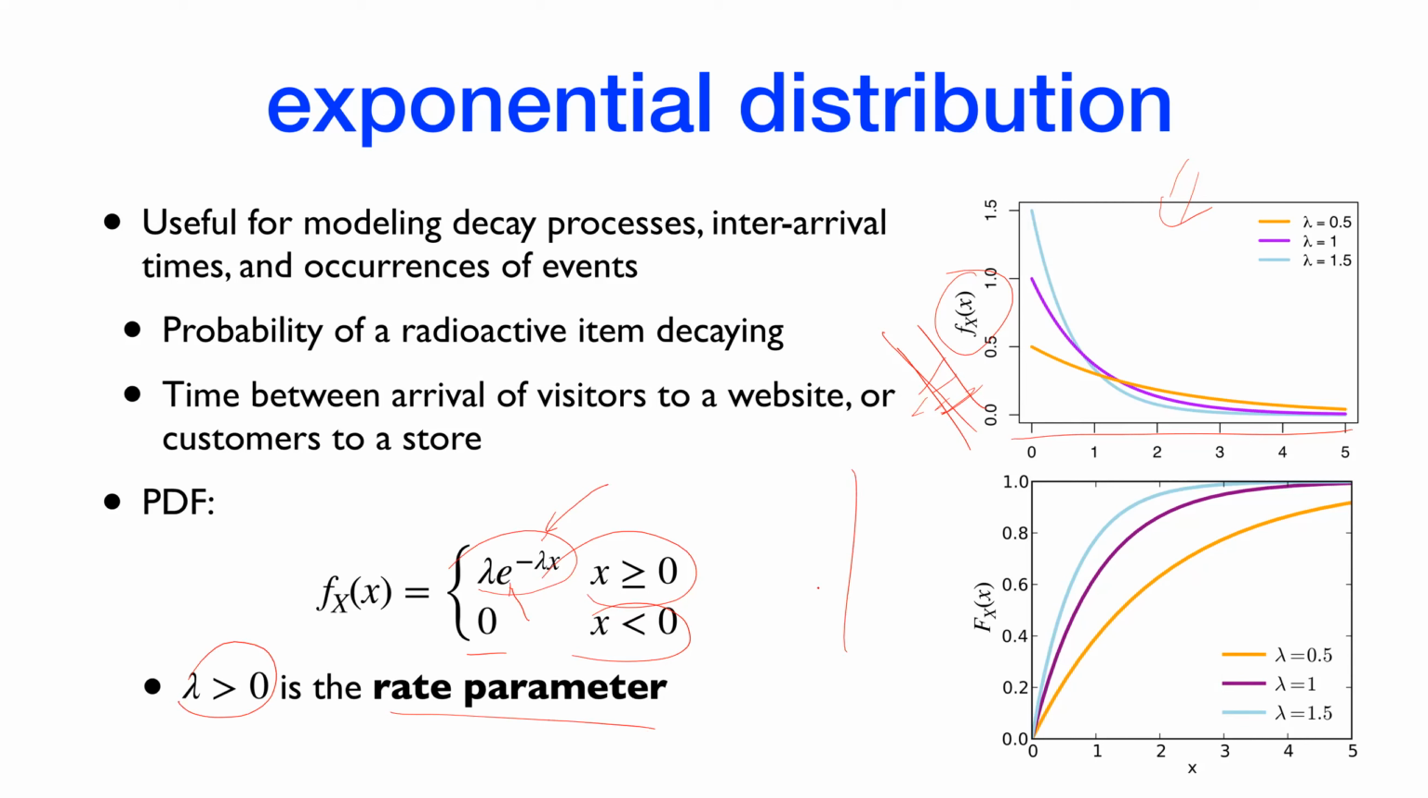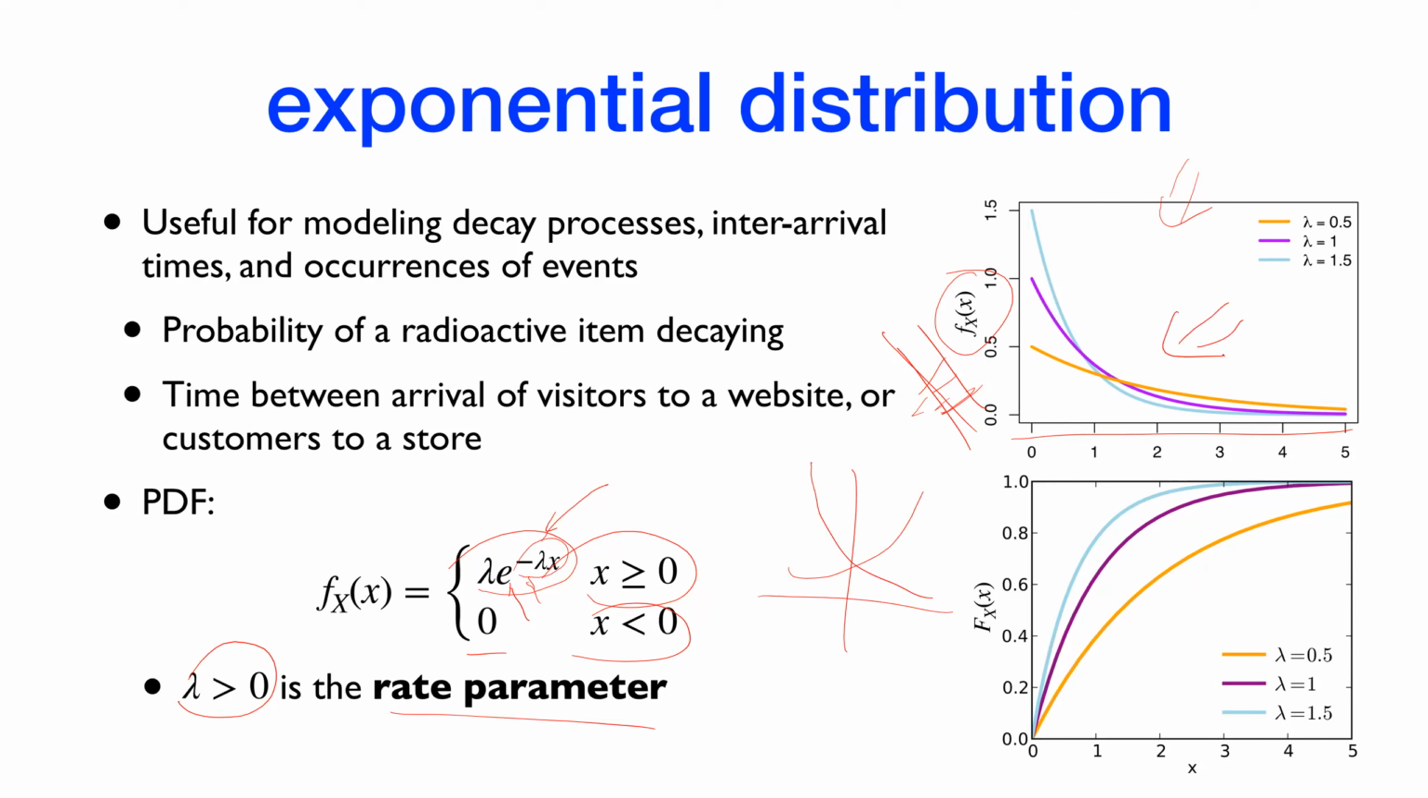We all know the exponential function looks something like this, right? Then we have a negative in here, so that means we will have something like this shape. Then you use lambda to control how fast or how slow it decays.